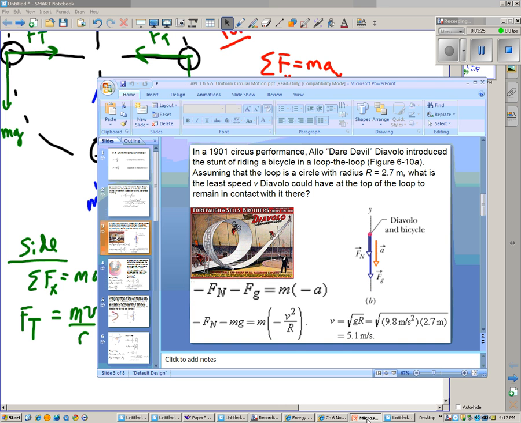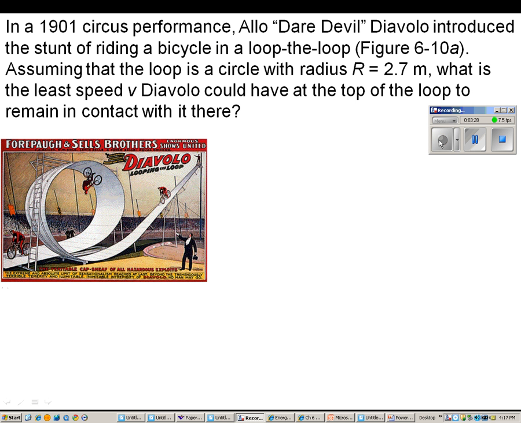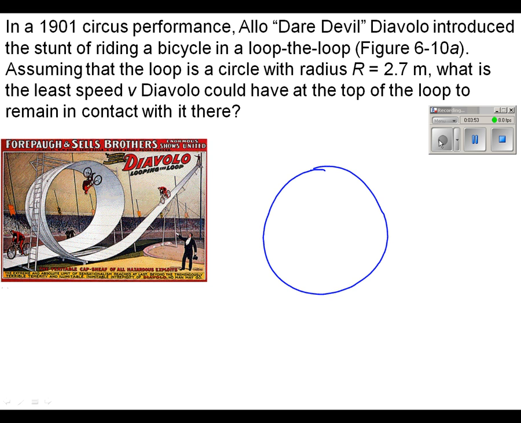And there's a problem I'd like to take a look at. Here's an example. In a 1901 circus performance, Daredevil Diavolo introduced the stunt of riding a bicycle in a loop-the-loop. Assuming that the loop is a circle with a radius of 2.7 meters, what is the least speed Diavolo could have at the top of the loop to remain in contact with it there? So what we have here is a vertical circle problem. At the very top is our person, and we want to know what the least speed could be at that top. So what that's telling us is that the normal force there is 0.